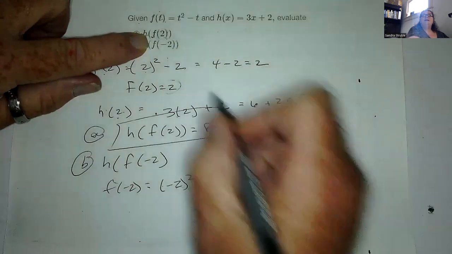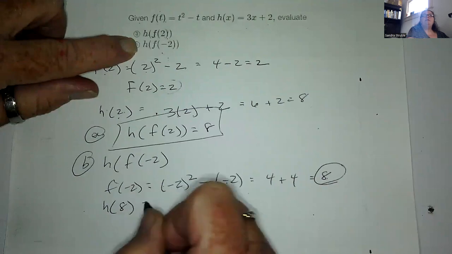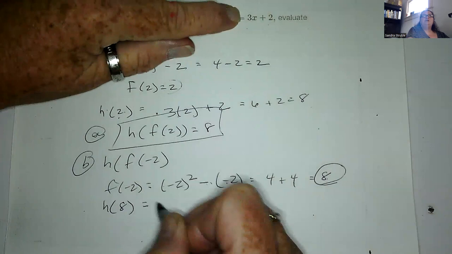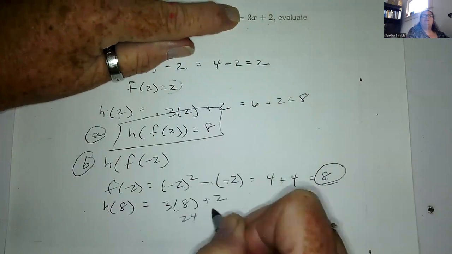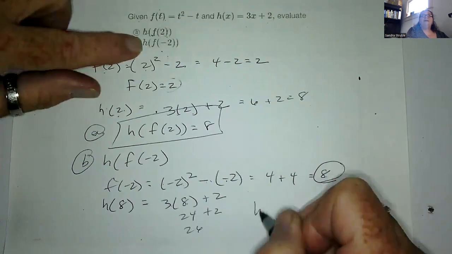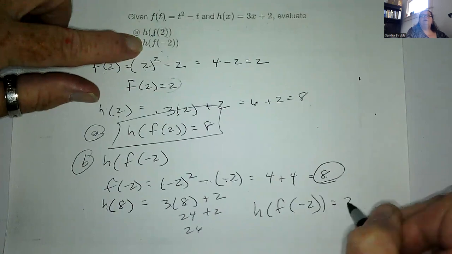Well, I'm going to take that, plug it in for f of negative 2. So h of 8. Now I'm going to go to my h. h of 8 is equal to 3 times 8 plus 2. 3 times 8 is 24, plus 2 is 26. Final answer, h of f of negative 2 is equal to 26.